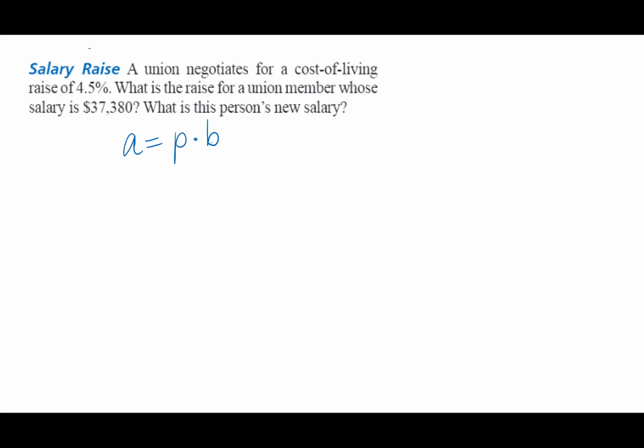So we know the original salary was $37,380. That will be our B. Our percent is 4.5%. Go ahead and change that to a decimal by moving the decimal 2 places to the left. So that's 0.045. And then A is the one that's missing. A is the actual amount of the raise, not the percent of the raise, but the amount that they're adding on to their salary.